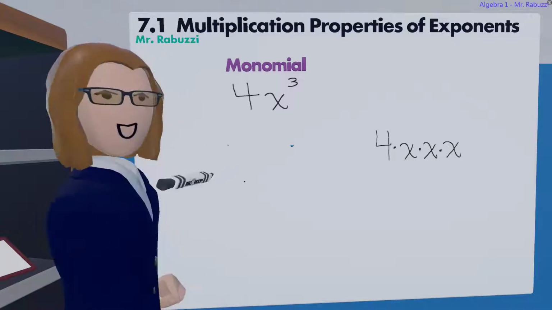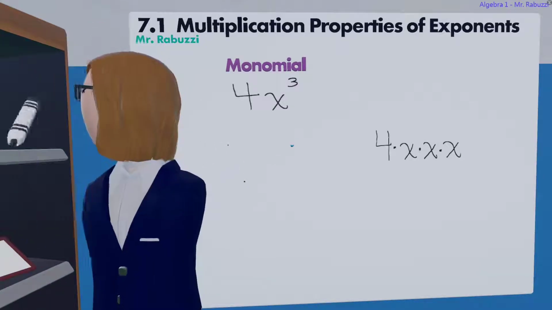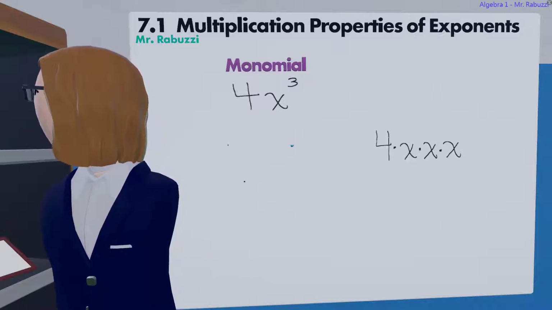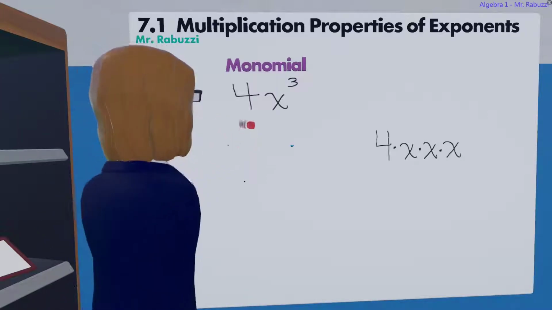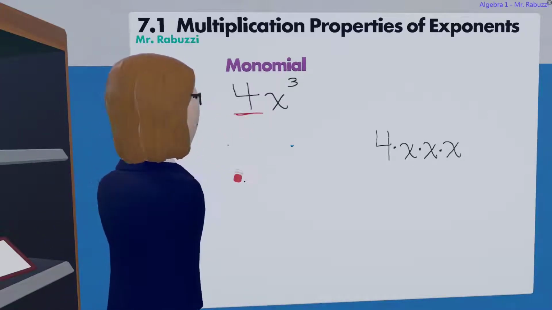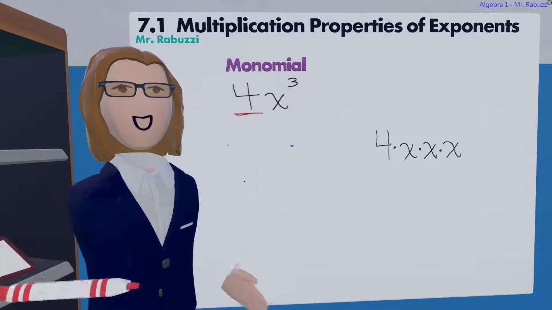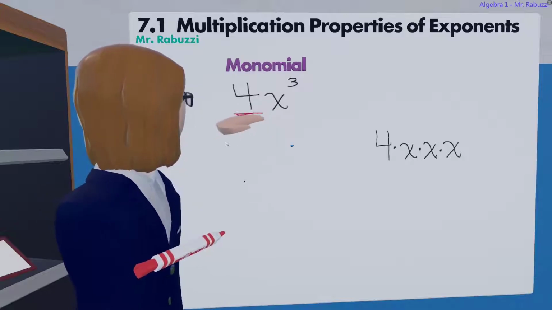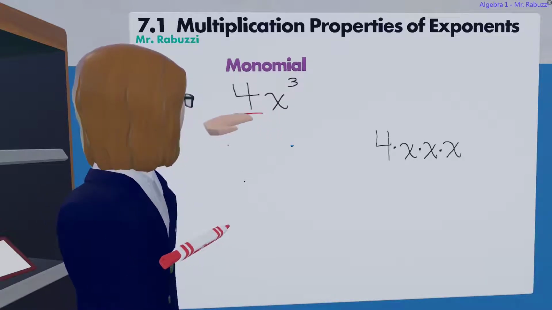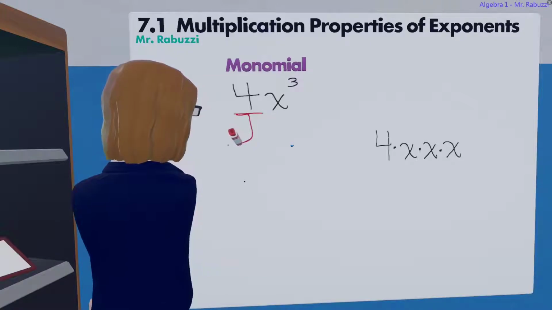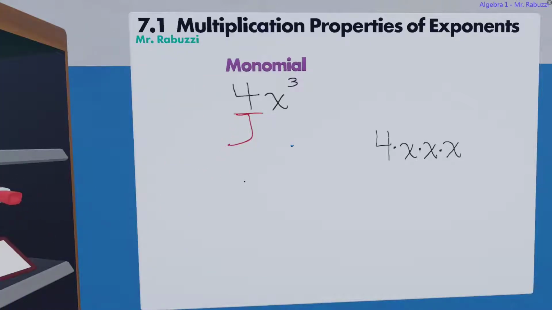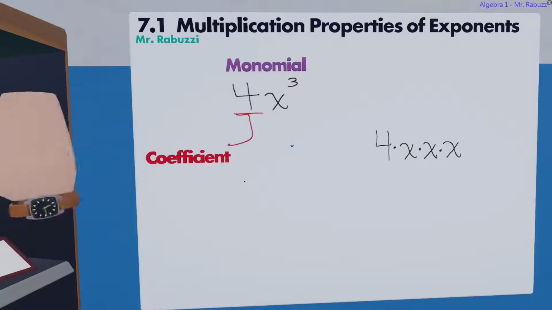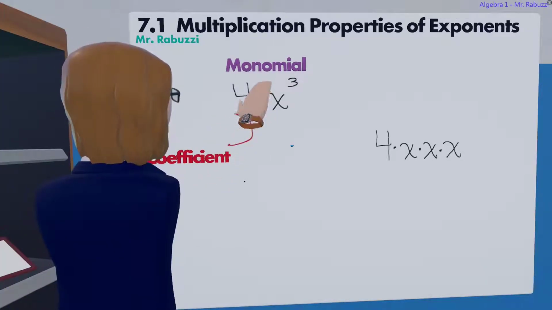So let's break it down into pieces to talk about the different vocabulary words. First, we have this 4 in front. It could be a 10. It could be 100. It's just a number in front of the x. They are multiplying together, but this is called the coefficient. The coefficient is the number in front. And notice the coefficient has no exponent.